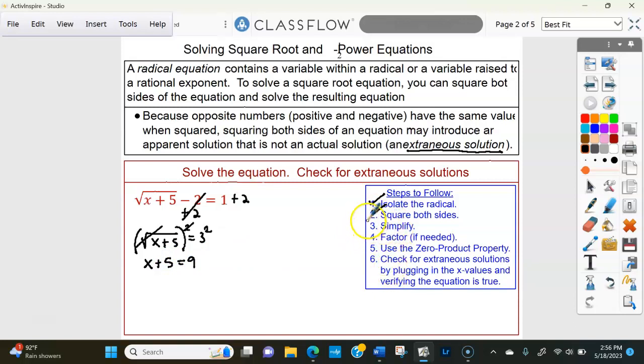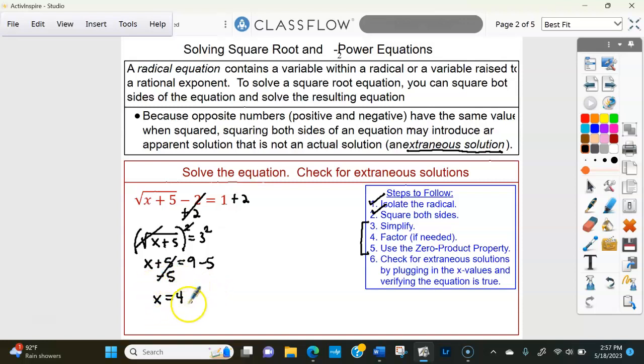Now these 3 steps here, simplify, factor, and use the zero product property, we will talk about in the following example. This is more if we end up with an equation that is quadratic, but this is linear. So when you have a linear equation, meaning that x does not have an exponent, you want to isolate your x and just solve for it. So x plus 5 equals 9, we're going to subtract the 5. So x equals 4.